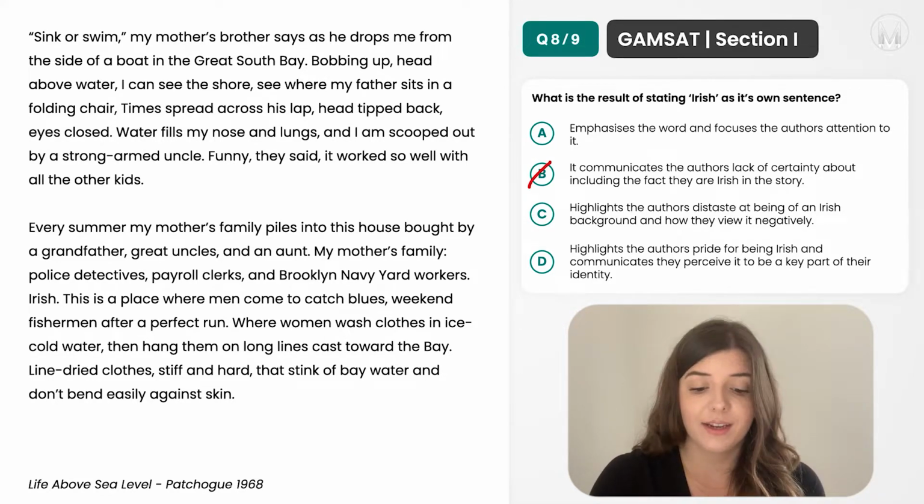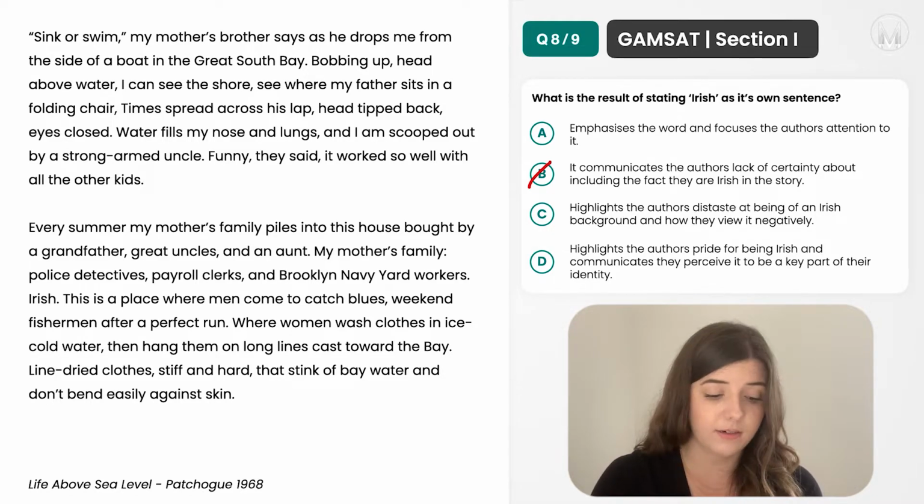Option C, highlights the author's distaste of being of an Irish background and how they view it negatively. Although there is perhaps a negative view on the rest of it, we can't actually assume that he has a negative view of his mother's family being Irish, because again, he's stating it. It's quite matter of fact. Just like how he described the experience of being dropped into the water, he's not actually attaching emotion to it. So again, we can't assume that he's viewing this as negatively. So we can rule out option C.